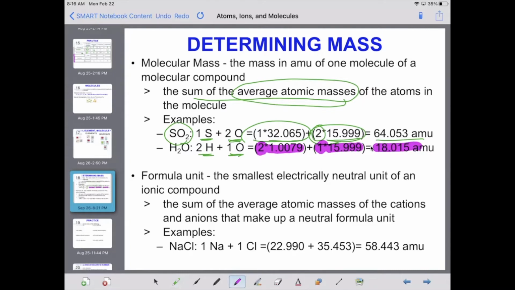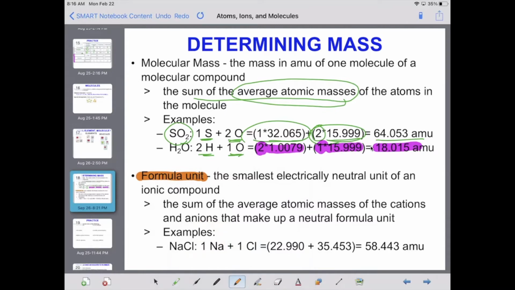Now, just a term for your reference is called a formula unit, and this is the smallest electrically neutral unit of an ionic compound. So we'll talk in a little bit about the difference between covalent bonds and ionic bonds. But in an ionic compound, what we need is to get the formula unit. It's the smallest electrically neutral unit of that compound. It's the sum of the average atomic masses for the cations and the anions that make up the formula unit.